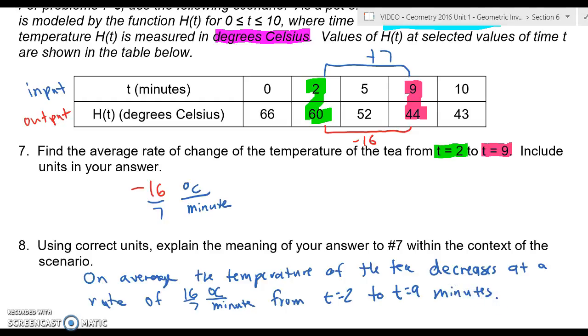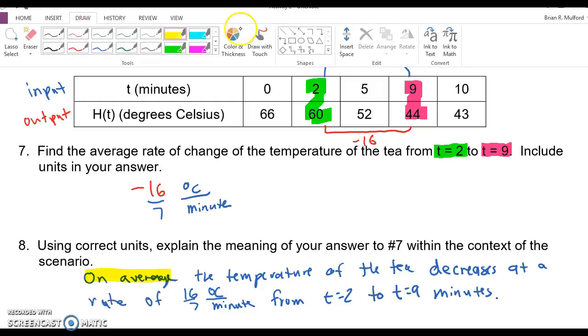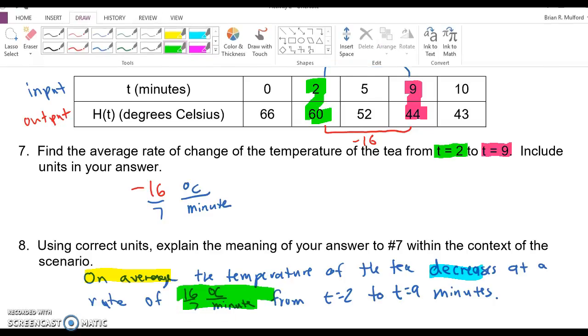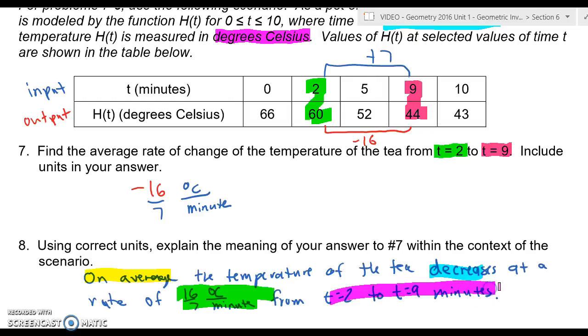So let's double check that we have everything that we need. So we have on average, it's there. We have a decrease, okay, good. We have the rate, including units, and we have the mention of the time.